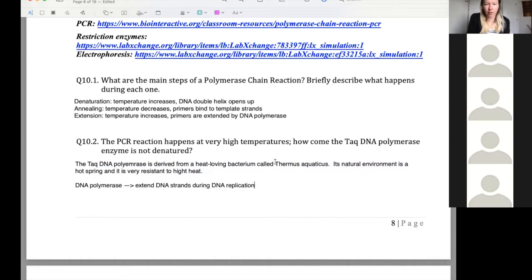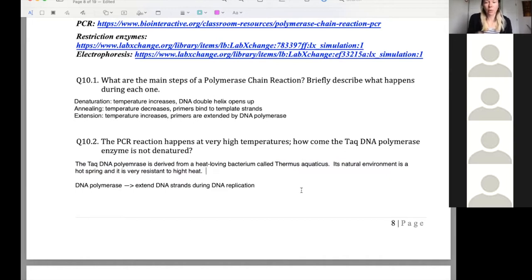This organism, it's a bacterium, but it lives in this really hot environment. It lives in basically boiling water. And so all of its enzymes are incredibly heat resistant. Its enzymes are not going to denature at really high temperatures. Whereas if you put a human DNA polymerase into boiling water, it would be inactivated almost instantly. It would not survive that kind of heat.